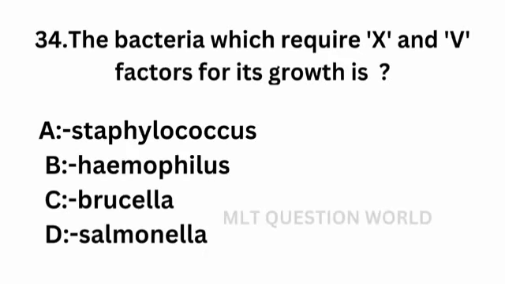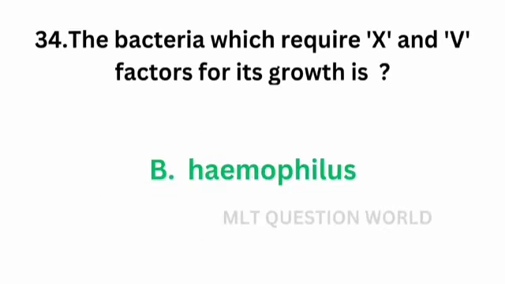Question number 34. The bacteria which require factor 10 and factor 5 for its growth. Option A, Staphylococcus. Option B, Haemophilus. Option C, Brucella. Option D, Salmonella. Which of the following bacteria requires factor 10 and 5 for their growth?